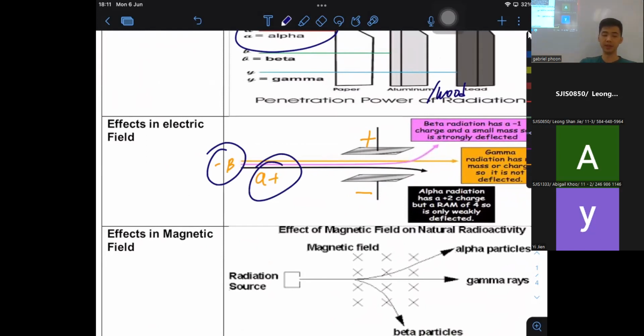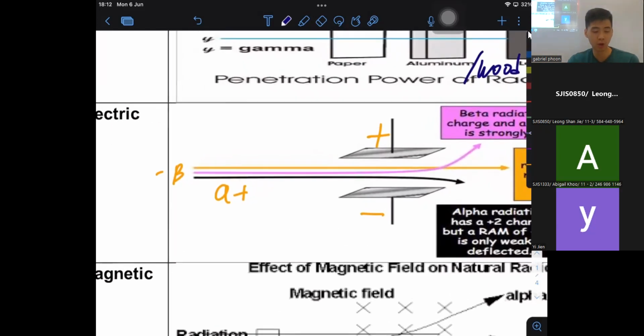Obviously, what's going to happen is in the electric field where there are positive and negative charges, the beta will obviously be attracted towards the positive part because negative is attracted to positive, right? And the alpha will definitely be attracted to the negative part because positive will be attracted to negative. This is not the important part here, guys. Like I mentioned last week, the deviation of the beta is always going to be more than the alpha.